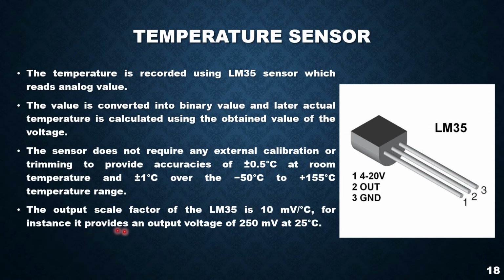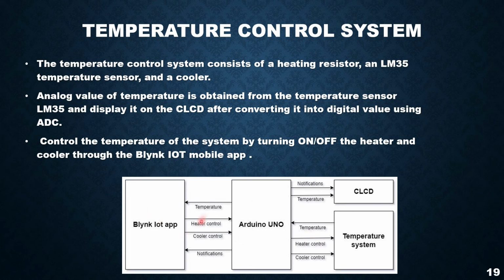For instance, it provides an output voltage of 250 millivolts at 25 degrees Celsius, which means if the temperature rises or falls by 1 degree Celsius, then the output voltage of this LM35 will also rise and fall by 10 millivolts. This is how we are controlling the temperature of the room by using the LM35 sensor.